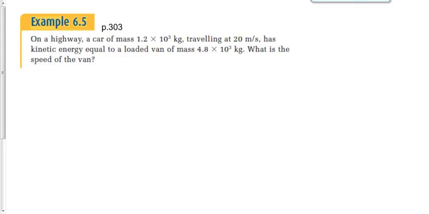Here's a question for you. It says, on a highway, a car of mass 1,200 kilograms, traveling at 20 meters per second, has a kinetic energy equal to a loaded van of mass 4,800 kilograms. What's the speed of the van? This is chapter 6, by the way, if you didn't notice. You know what? That's a hard question to start off with, and kind of a nasty one to give you for the first question on energy. But you know what? You guys are smart now. You guys can handle this. You guys are way smarter than you were a couple months ago.